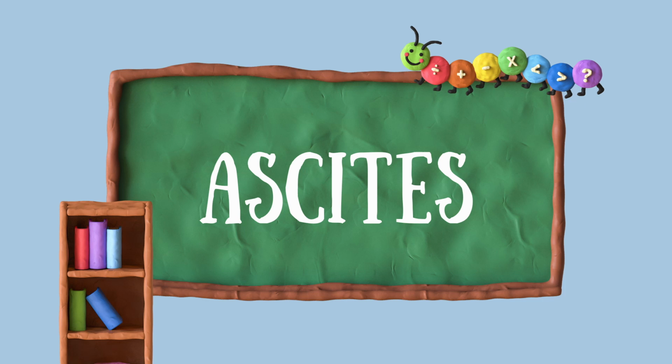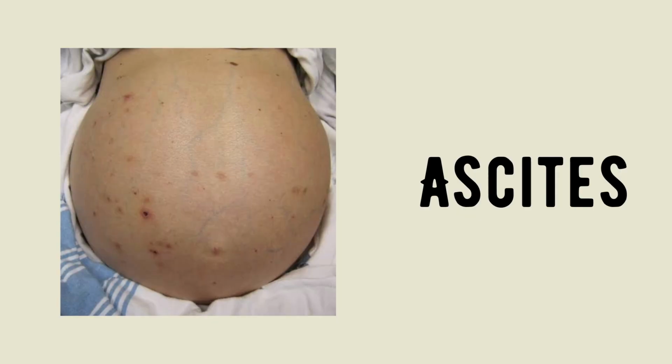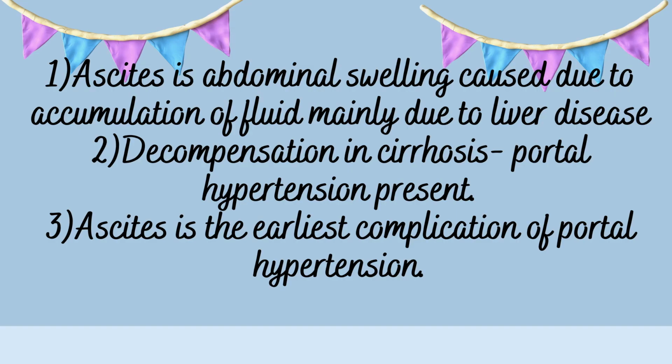So today we are going to discuss ascites. So what is ascites? Ascites is abdominal swelling caused by accumulation of fluid, mainly due to liver disease. As you can see in this picture, there is accumulation of fluid in the abdomen. There is a swollen abdomen. This is ascites, and it occurs mainly due to liver disease.